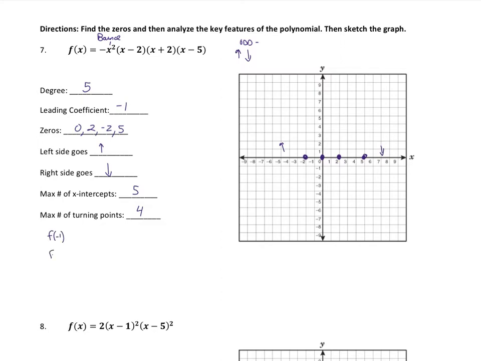Now we're going to pick some of our x values for the turning points, so negative 1, 1, and we'll use 3. So those are just the values in between our intercepts. We're going to plug in negative 1 for x. And we've got negative 1 squared minus 1. That gives us negative 18.